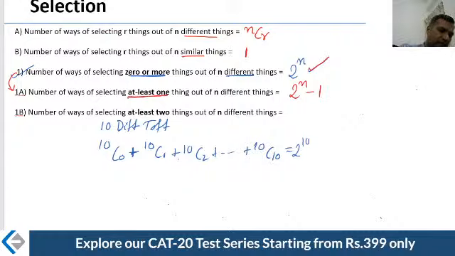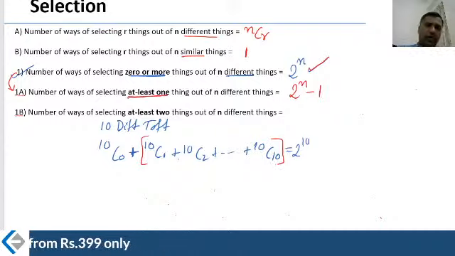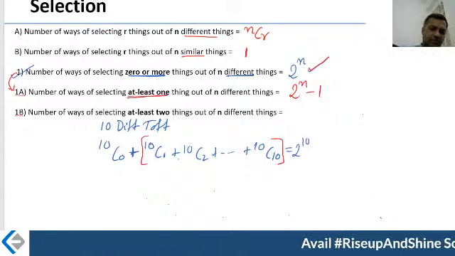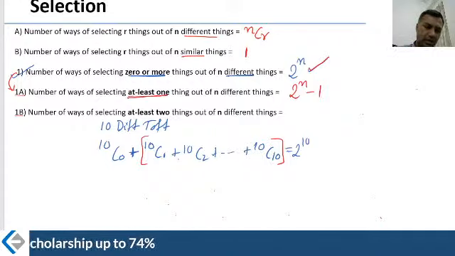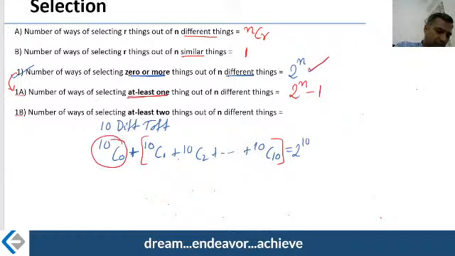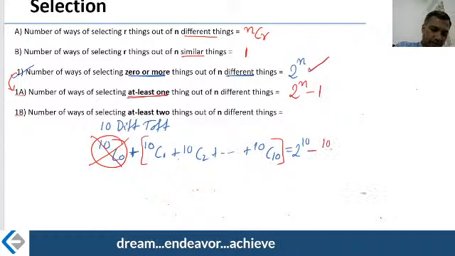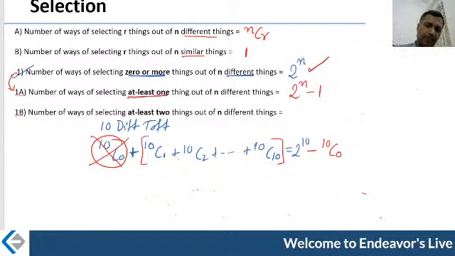What do you mean here? At least one means I want this, the square bracket. 10C1 is fine because you selected 1. At least 1 means 2 is also fine, 3 is also fine, all 10 are fine. Assume that there are 10 different toffees. All 10 are fine. Therefore 10C0, 10C1, 10C2 like this. But what is not in my favor? 10C0 is not in my favor. So I will subtract this, which means this comes on this particular side, this becomes 10C0. Therefore I can write this as 2 raised to power 10 minus 10C0.